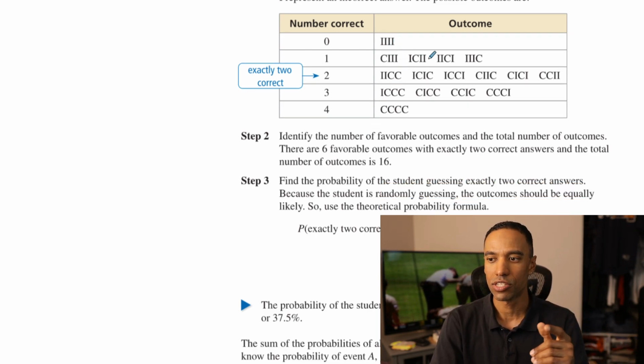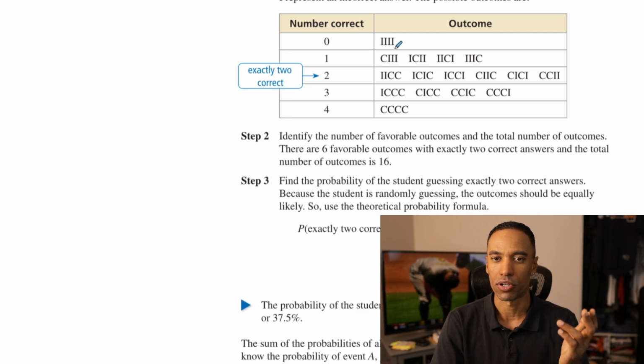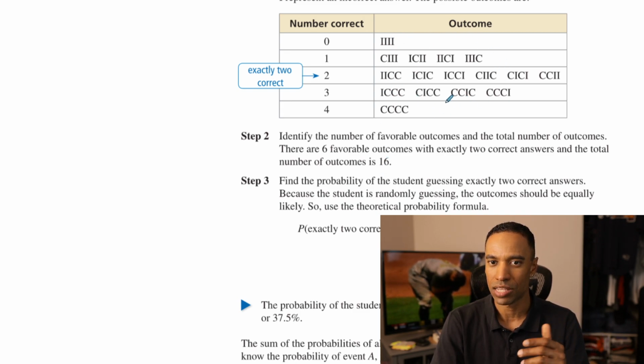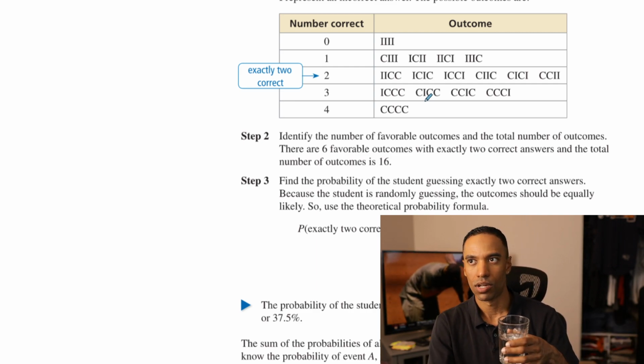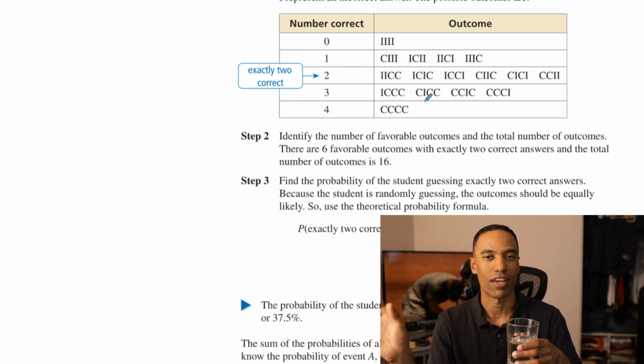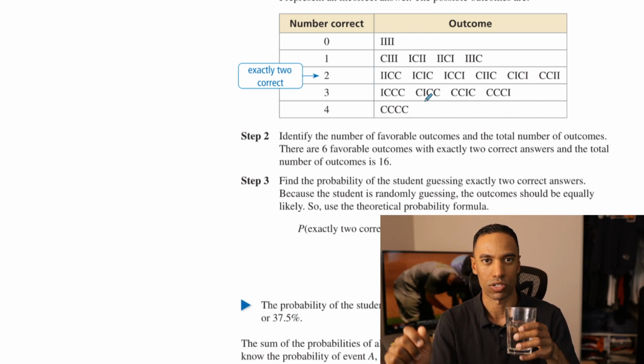So when you count this up, and they say the number, there are 16 different ways that you can get questions correct or incorrect on a test. Like, no other person is going to have a different kind of way of getting questions correct or incorrect.